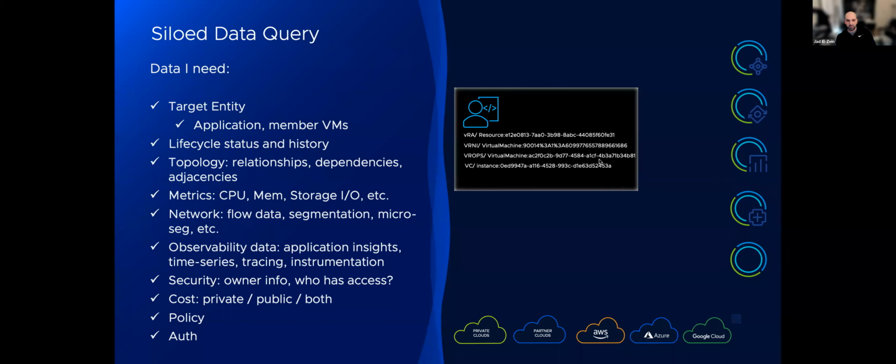Okay, well, what is that application made up of? What are the relationships? What are the tiers? What are the individual entities and services that make up that application? Well, that's challenge number one. We need to discover and be able to determine that.